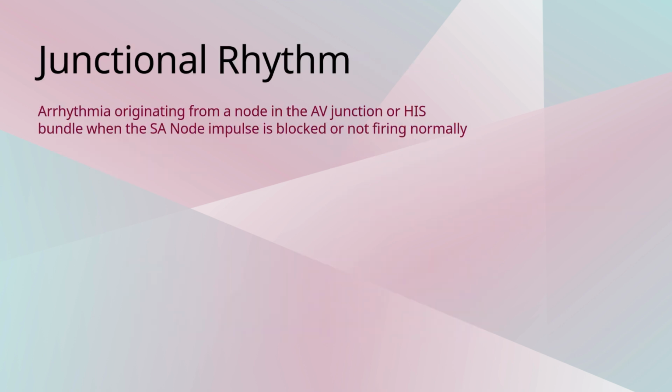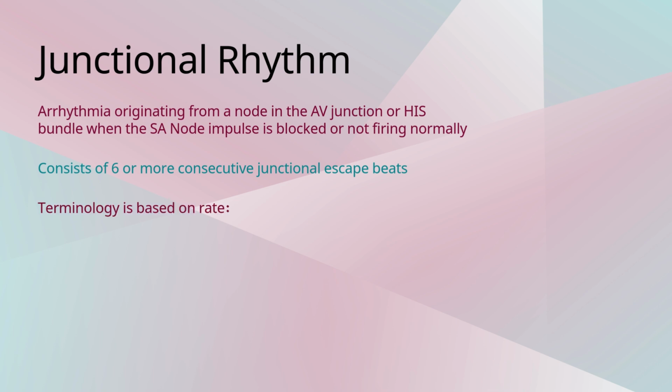All right, we're going to talk now about junctional rhythms, and this one's going to be brief as well. So these occur when the AV junction, that's the AV node in His bundle region, take over as the pacemaker because the SA node isn't firing properly or the signal just can't get through. It's going to consist of having 6 or more consecutive junctional escape beats. And the rate tells you the type of junctional rhythm.